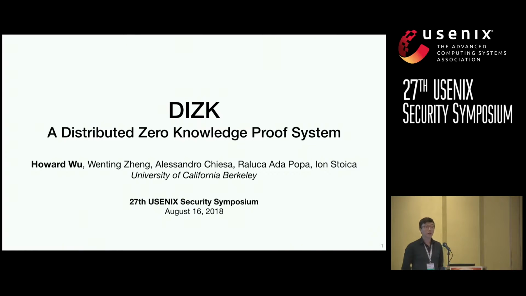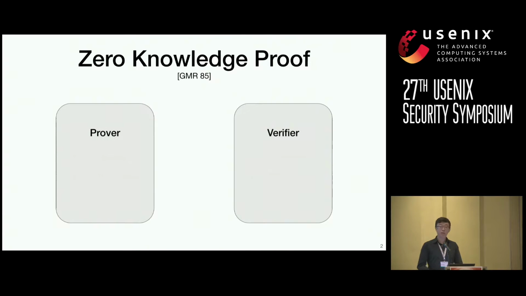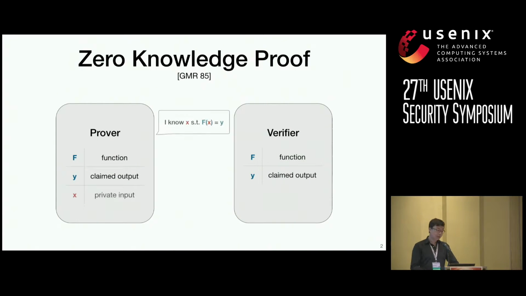So to begin, what is a zero-knowledge proof? Well, a zero-knowledge proof involves two parties, a prover and a verifier, and both know of a public function f and some claimed output y. The prover says, hey, I know some secret input x such that f of x is equal to y. And the verifier will challenge the prover and they play this interactive game, after which a prover will convince the verifier that they know this claim.